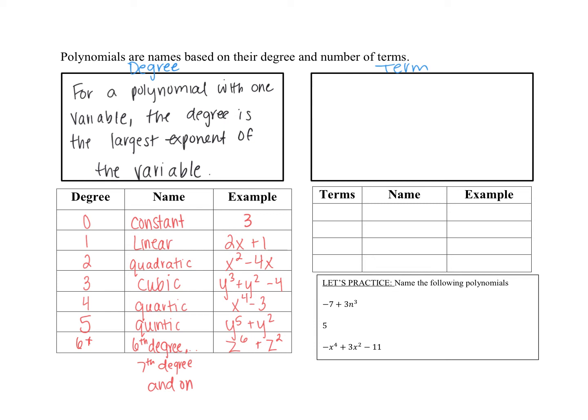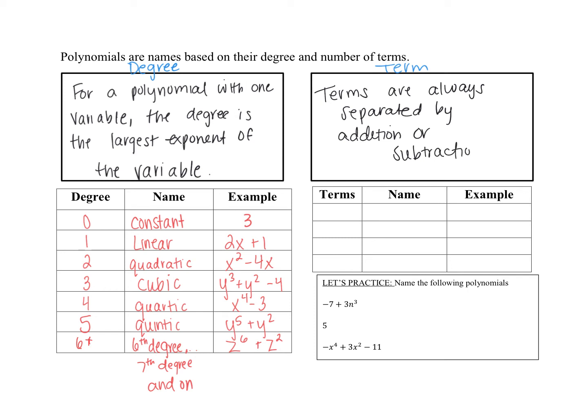Now we're going to move on to the next part. Here we're going to talk about terms. So we're going to talk about what we are looking for when we look for terms, okay? And what we're going to write here is terms are always separated by addition or subtraction, okay? So really what we're just doing here is we are looking for how many terms are in the expression, okay? And I'm going to do the same thing that we did on the left side with the names of the degree, but now we're going to name terms, okay?